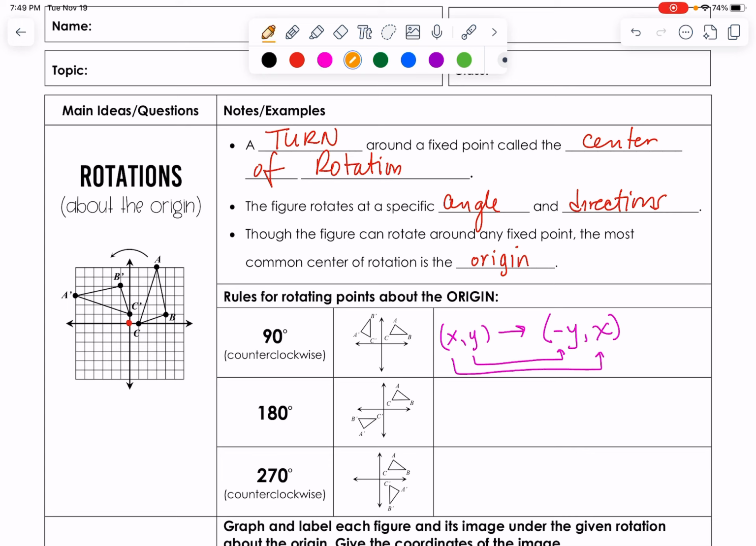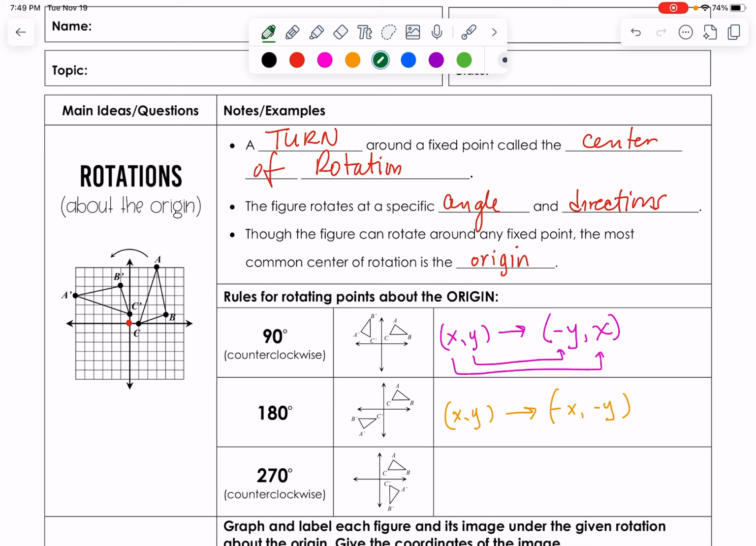For 180 degrees, x, y becomes negative x, negative y. So notice that the position doesn't change, but the sign does.